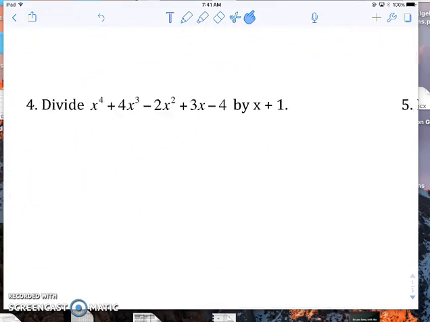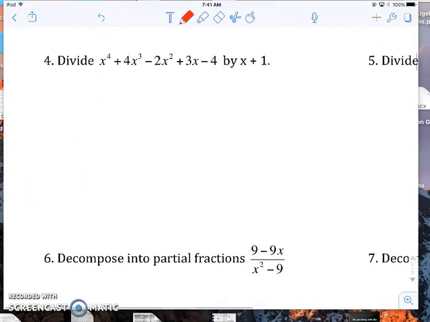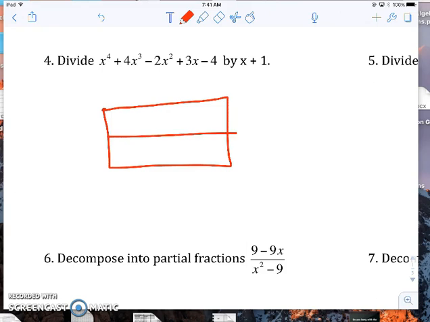Alright, let's see if we can get this next one done without too many mistakes here. Alright, division. So we have our box. We have x plus 1 on the outside. X to the 4th, so we have that on the inside, so this must be x to the 3rd, x to the 3rd. We need a total of 4x cubes on the inside, so this would be 3x cubed.